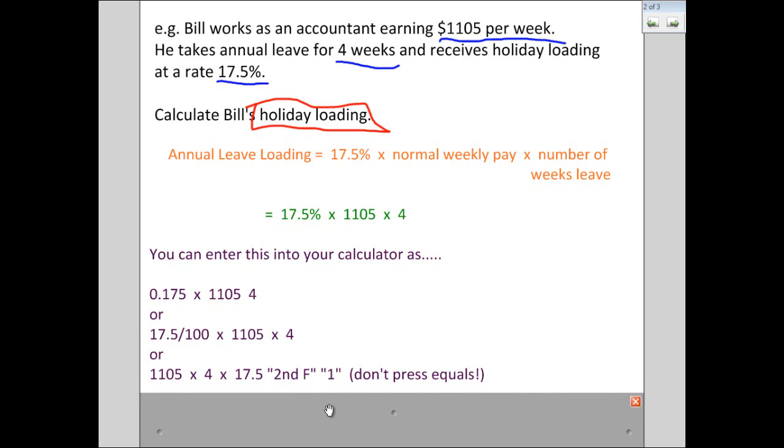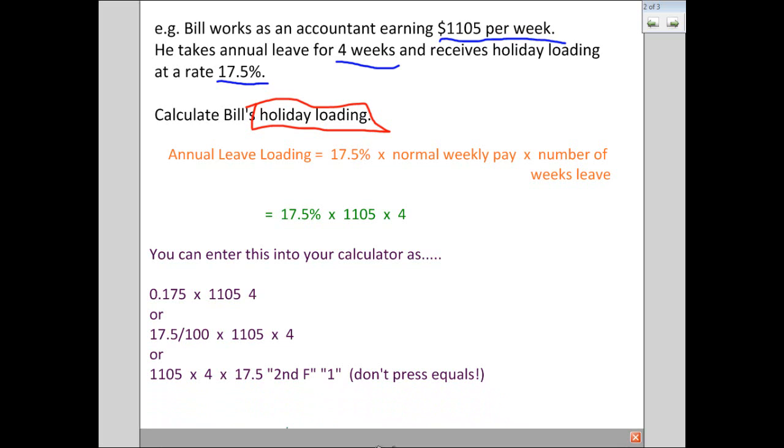Alternatively, you can use the actual percentage function on your calculator, but you need to make sure that your percentage is entered last. So the week's pay 1,105 times 4 times 17.5. Then you press second function 1, and you have to make sure that you don't press the equals button. So once you press second function 1, your answer will come up. Okay, all of those methods should give you an answer of $773.50. Now that we've got that, we can go back up here to the question and just check that we've answered it. Calculate his holiday loading. Yes, we've done that.